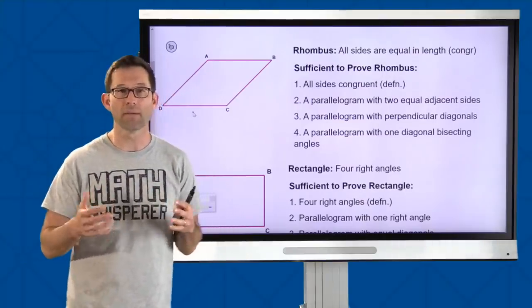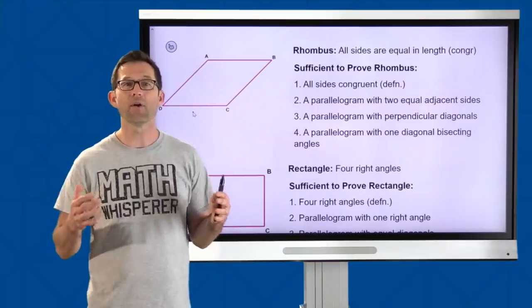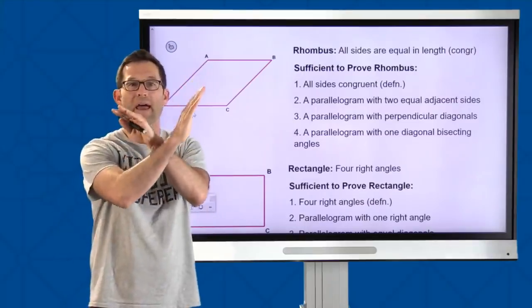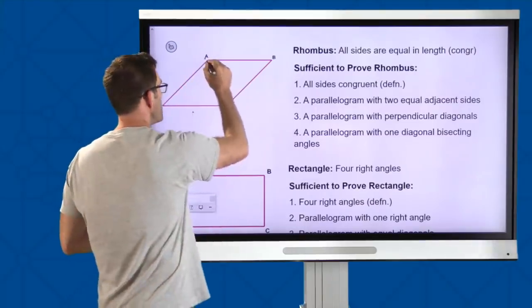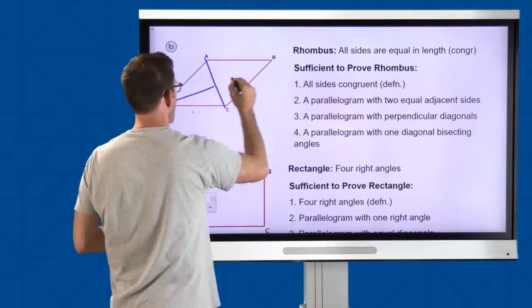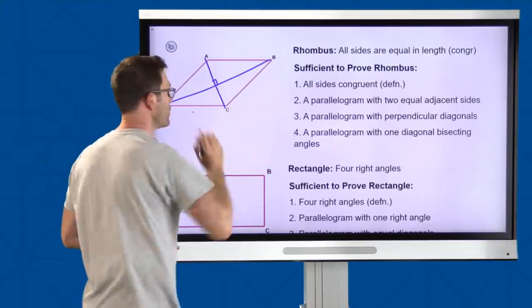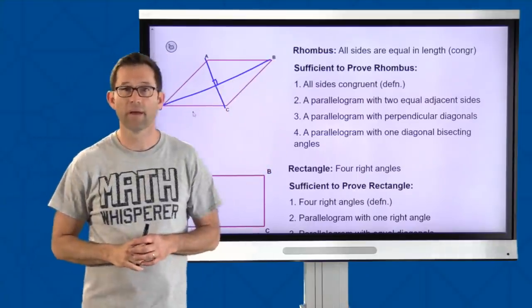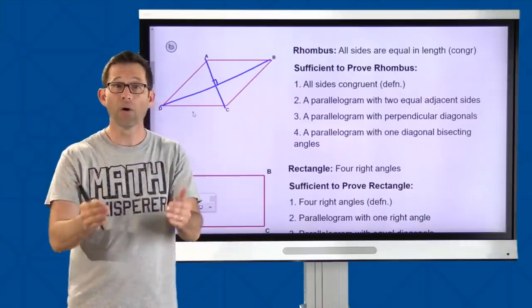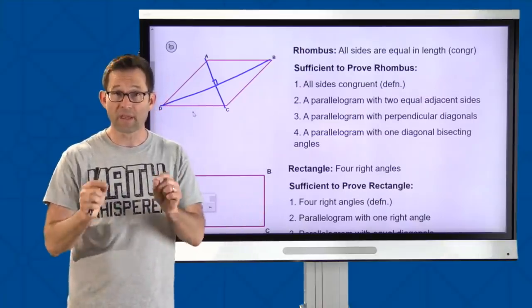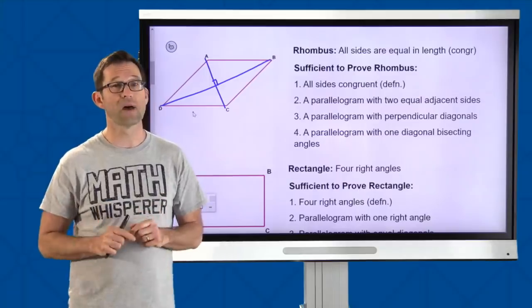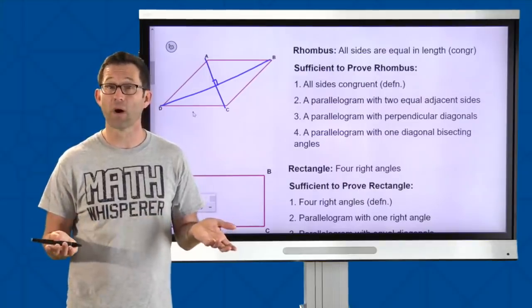They're kind of unique in the parallelogram world in that their diagonals form right angles with each other. If I drew these two things in, we have right angles, okay? So that's enough to also know that we have a rhombus. If we know it's a parallelogram, and we know its diagonals are perpendicular, it's a rhombus.